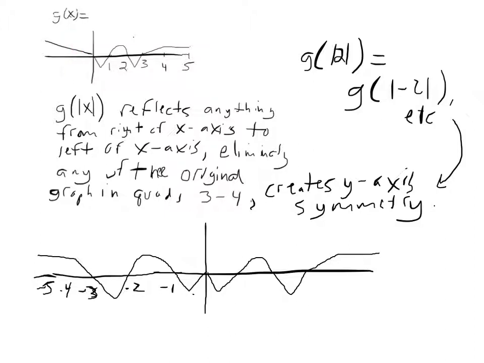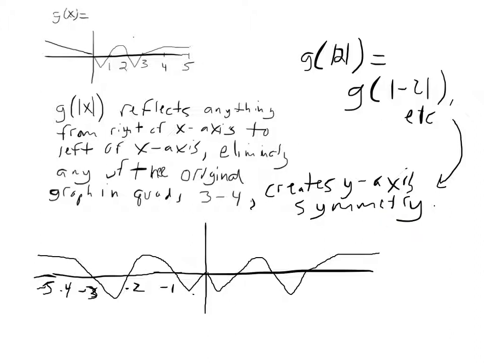Because if you think about it, if I'm looking at g of absolute value of 2, that's going to be the same as g of the absolute value of -2. So whenever I were to put in a negative x value, its absolute value would be positive, and I will get the same output as I did if I put the positive value in. And that creates y-axis symmetry.